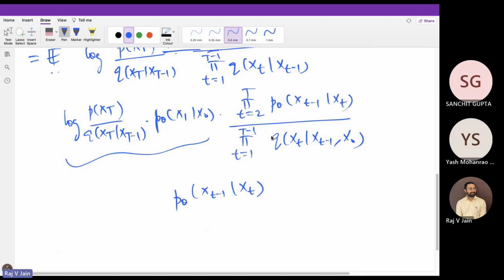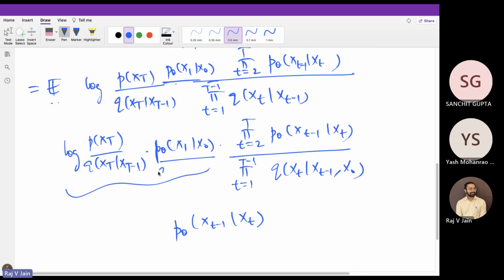Then we will also remove this term, that is q of x1 given x naught, from this. So I'll have t equal to 2 to capital T.